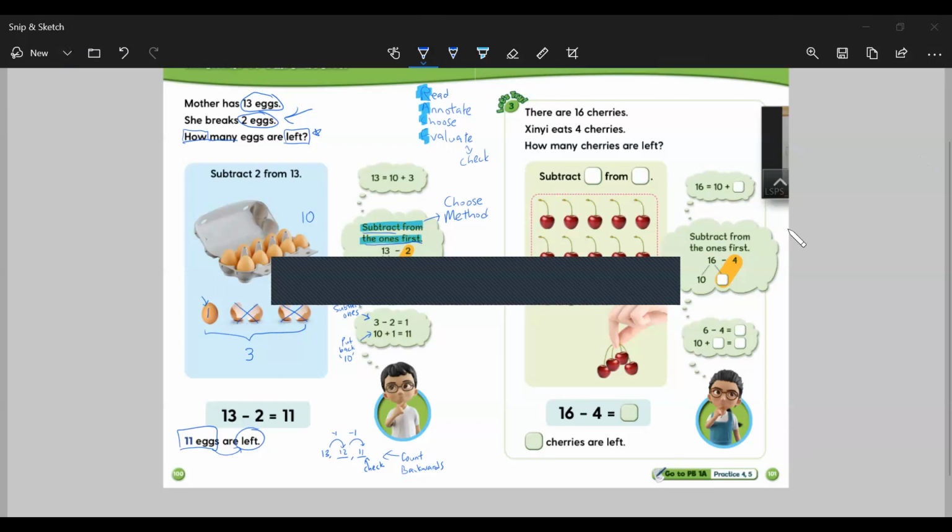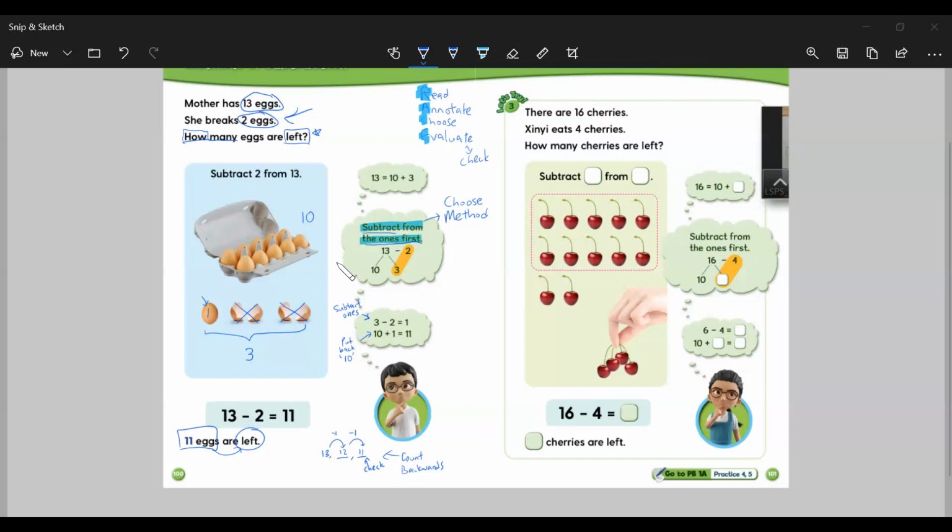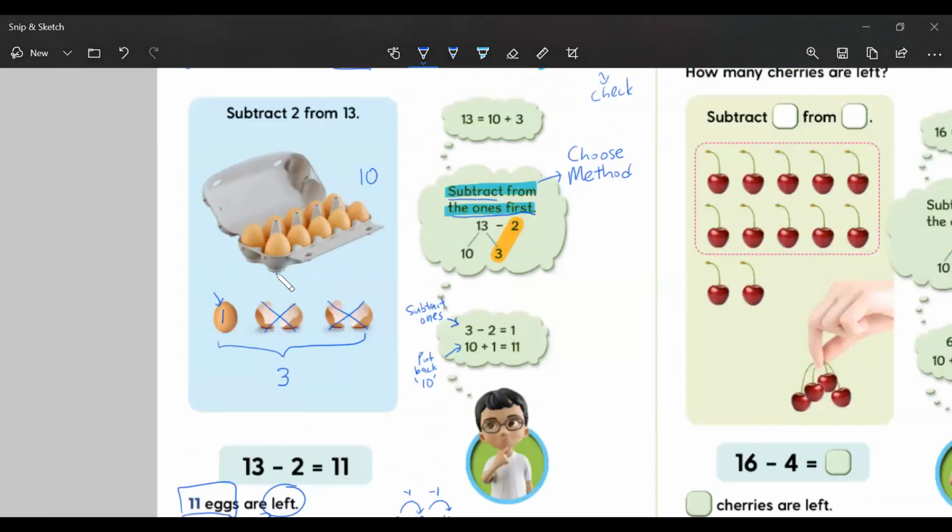I want us to look at the cherries now. Then tomorrow we are going to move on to our worksheet problems. So today we're not doing the worksheet problems, okay? This is not correct. Look at it again. Why is it not correct? You try.